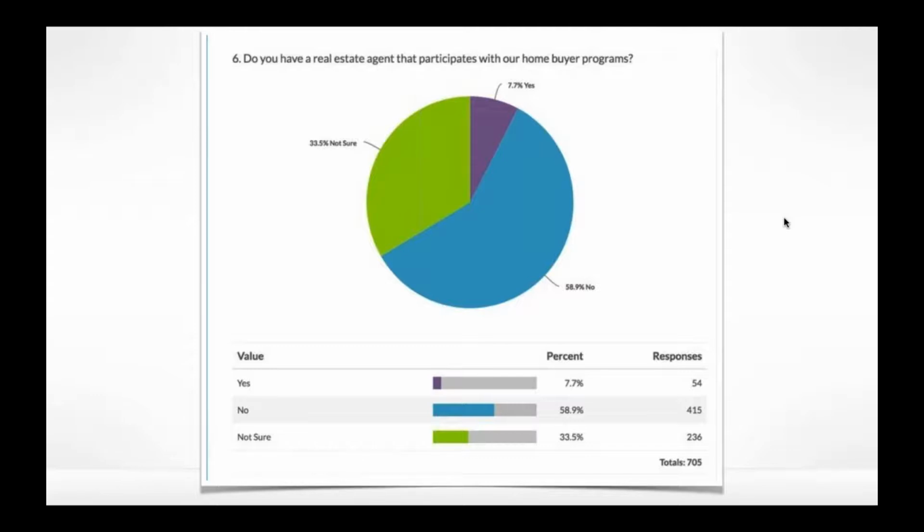Here's the numbers back on roughly 700 leads. Do you have a real estate agent that participates with our home buyer programs?